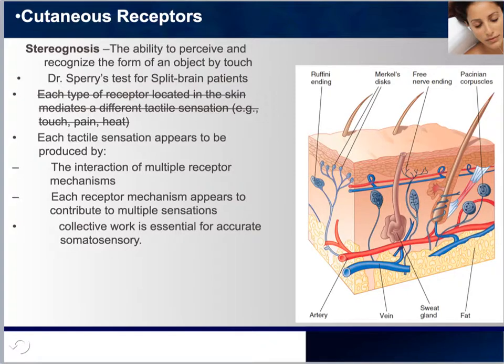We used to think that each type of receptor was responsible for mediating different tactile sensations. So we thought that perhaps one of these was responsible for temperature, and the other one was responsible for pain, and the other one was responsible for caressing, and we now know that that's not the case. In fact, we know that our ability to recognize things and perceive objects just by touch, which is what we call stereognosis, relies heavily on the work done collectively by various receptor mechanisms. Stereognosis, again, is our ability to perceive and recognize the form of an object simply by touch.